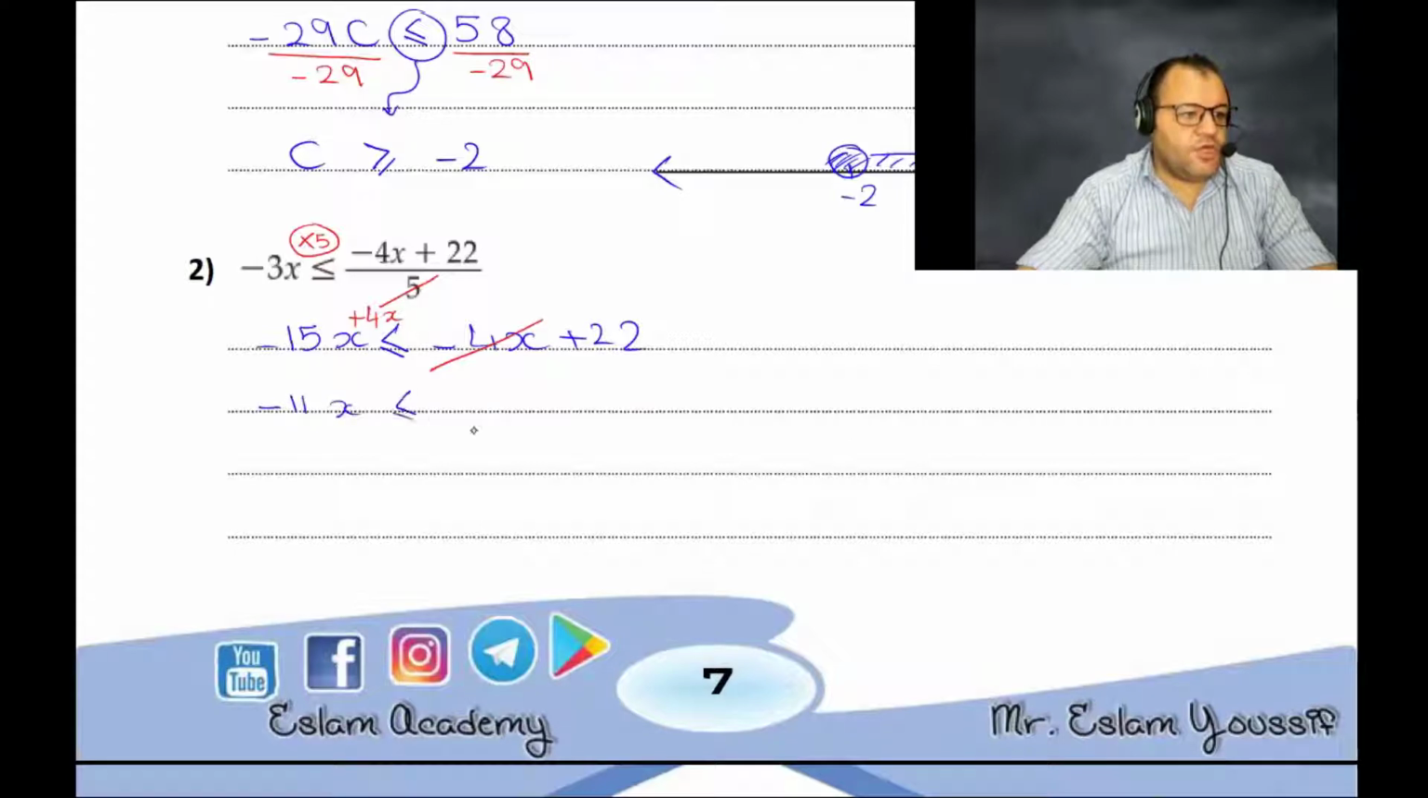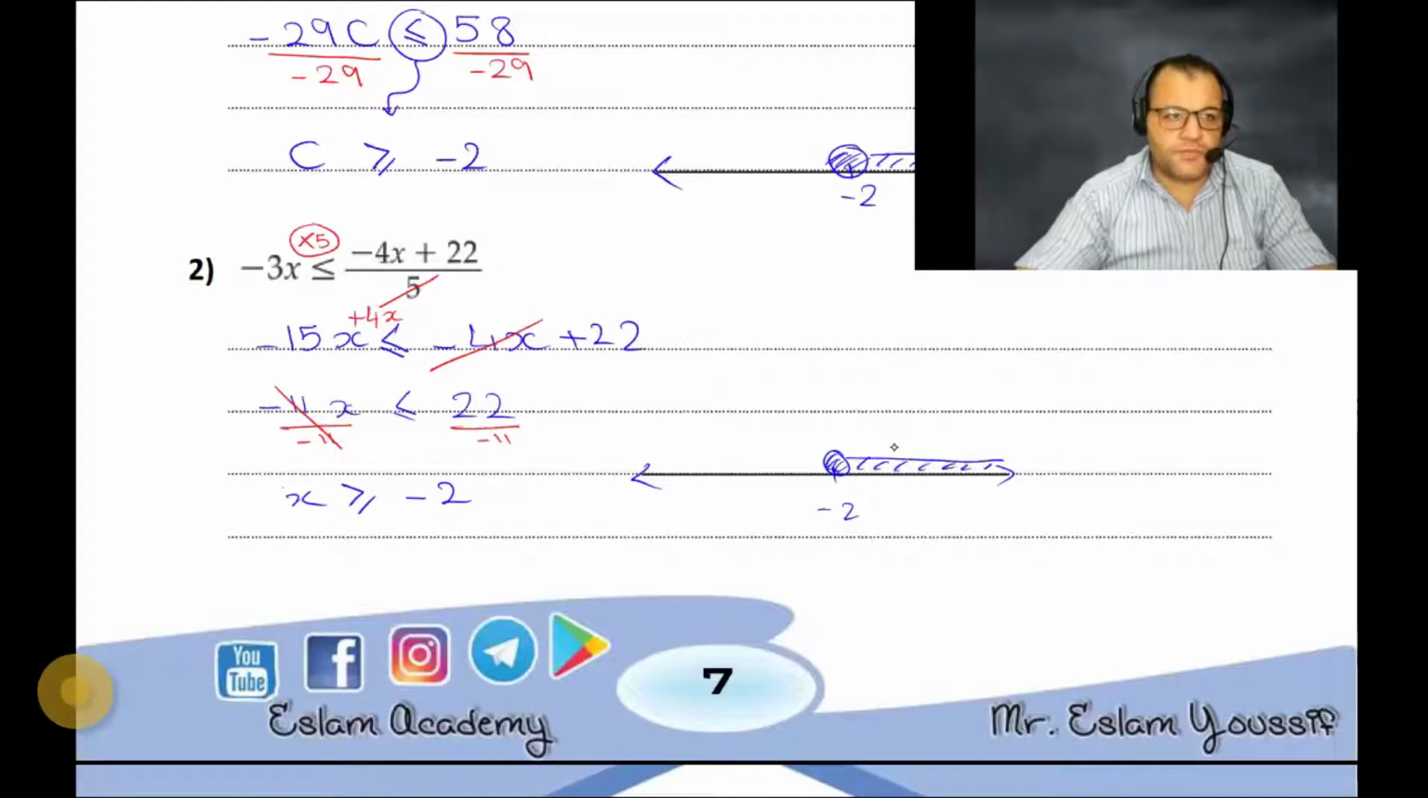It is smaller than or equal to 22, and then divide by negative 11. Divided by negative 11, we shift the sign, so x is greater than or equal to negative 2. So that's the line. Negative 2 is included, so we are going to the right. That's how we solve this one.